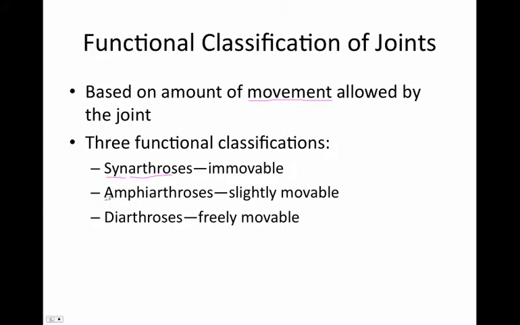Amphiarthrosis, when we see amphi, we think amphibious, or maybe it has a foot in two different realms, which in this case it does. It's slightly movable. And one of our favorite joints is a diarthrosis, which is freely movable. So we see these within shoulders and knees, things like that.